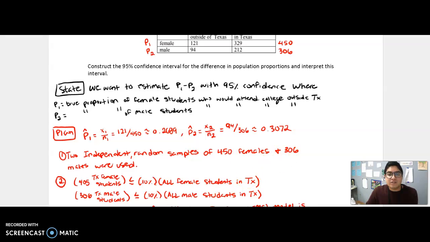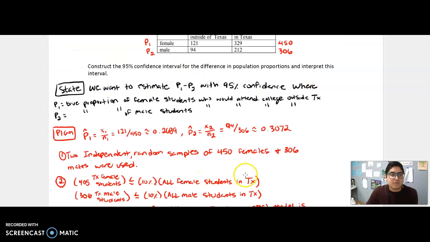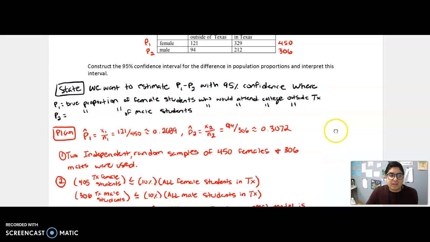And then lastly, I'm going to check the large counts condition. I'm going to do so by checking the successes and failures within each group. Sorry, I don't know why this is giving me some heartache here. Here we go. Ay, caramba. All right, one moment for some technical difficulties.